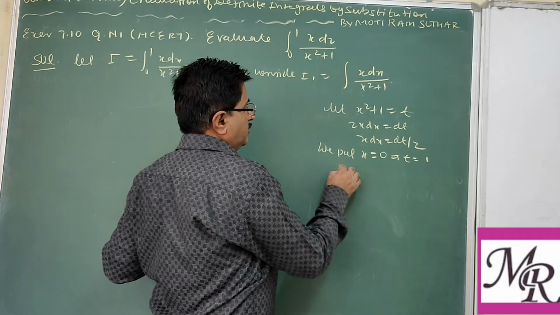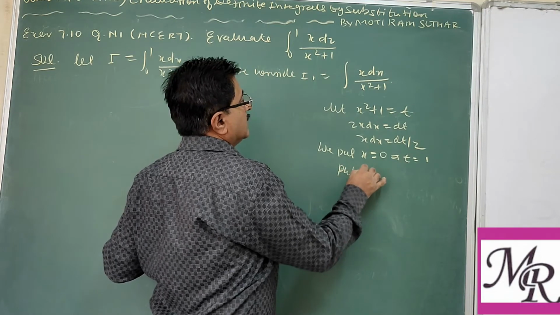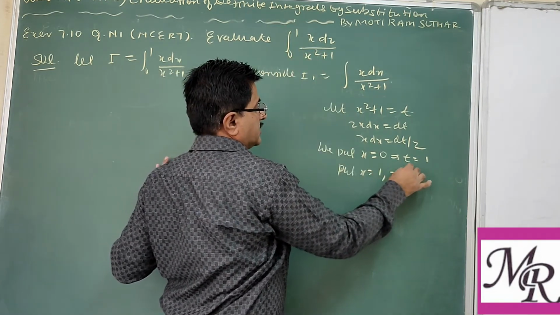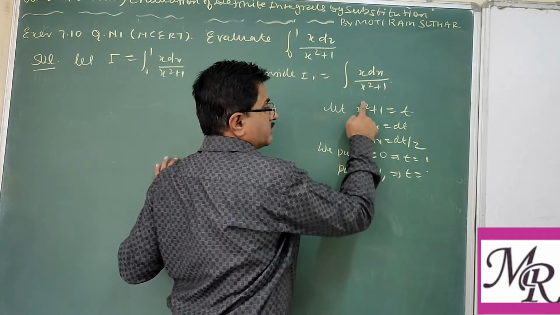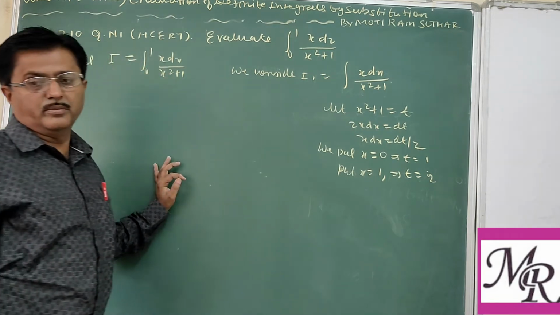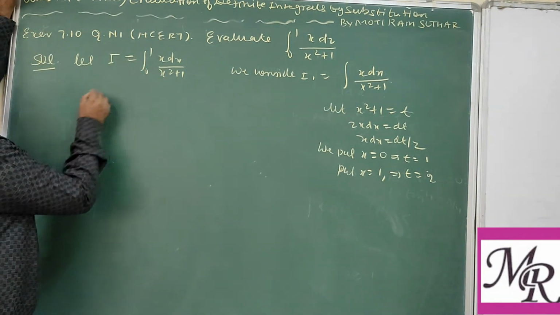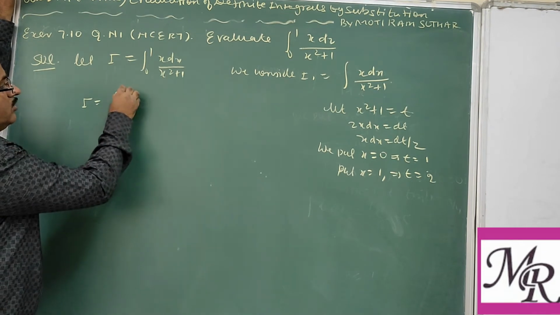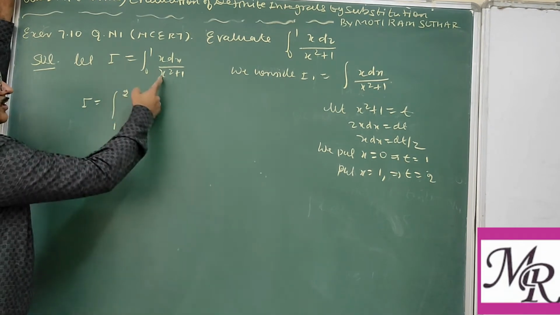Similarly we put x equal to the upper limit, that is 1. So when x equals 1, t equals 1 square plus 1, that is 2. So this is the new limit. Now according to the new limit, the integral will be from 1 to 2, and this is t and dt.